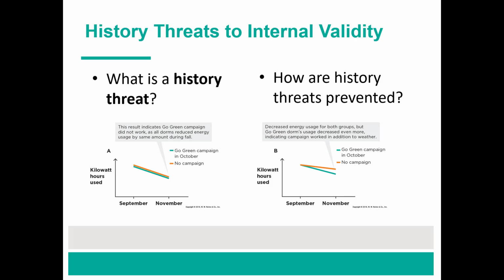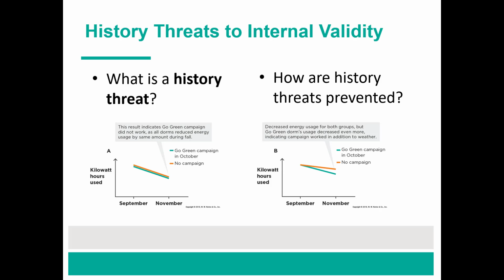History threats result when some external or historical event affects most members of the treatment group at the same time as the treatment. So it's unclear whether the change in the dependent variable for the experimental group was the result of the treatment or the result of the historical factor.